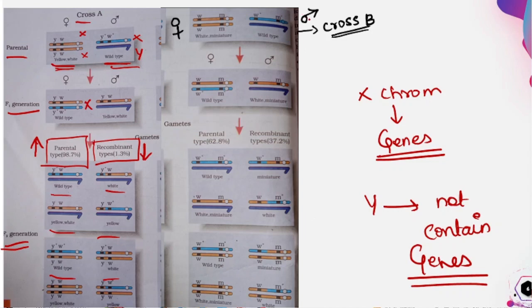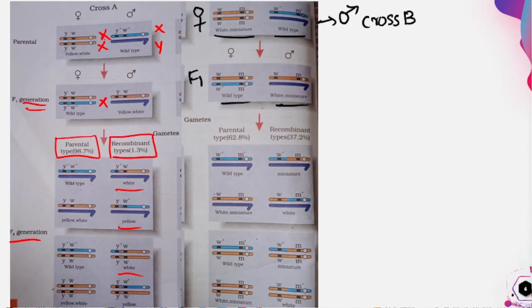Okay, so this is cross B. Cross B is having white miniature wing and wild type. The wild type is what? Long wings with red eye. This is the male character. Here also you can observe the X chromosome and Y chromosome. This is the X chromosome, X chromosome. The Y chromosome is not having any genes. In the second case, your F1 generation is produced. In your F1 generation, here also you have the same progenies observed. Here also you can observe that the female daughter is showing the character of the male father and the male son is showing the character of the female mother.